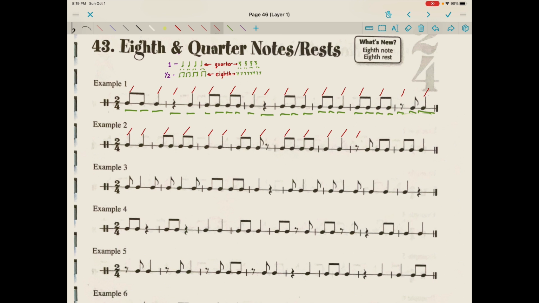Here, our do is going to fall right on that eighth rest, so it's going to be silent. The eighth rest plus the eighth note is going to equal 1 full beat. So our next do will be spoken here. A pair of eighth notes is equivalent to 1 beat. Another beat for a pair of eighth notes and another beat for the quarter note.